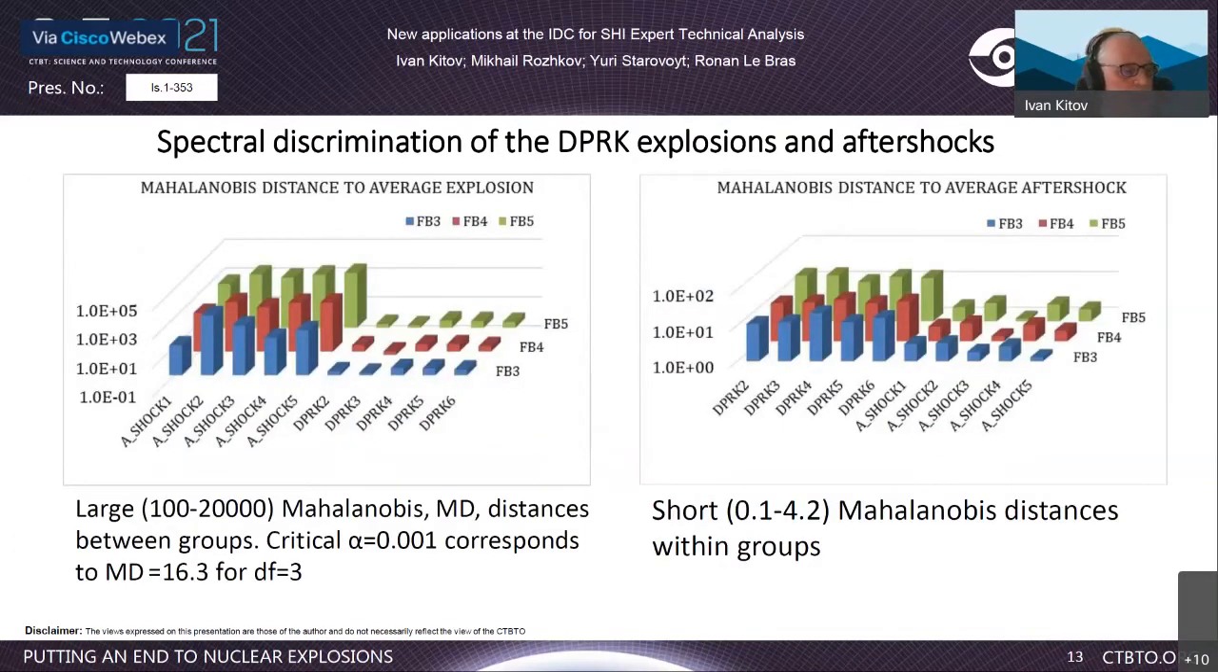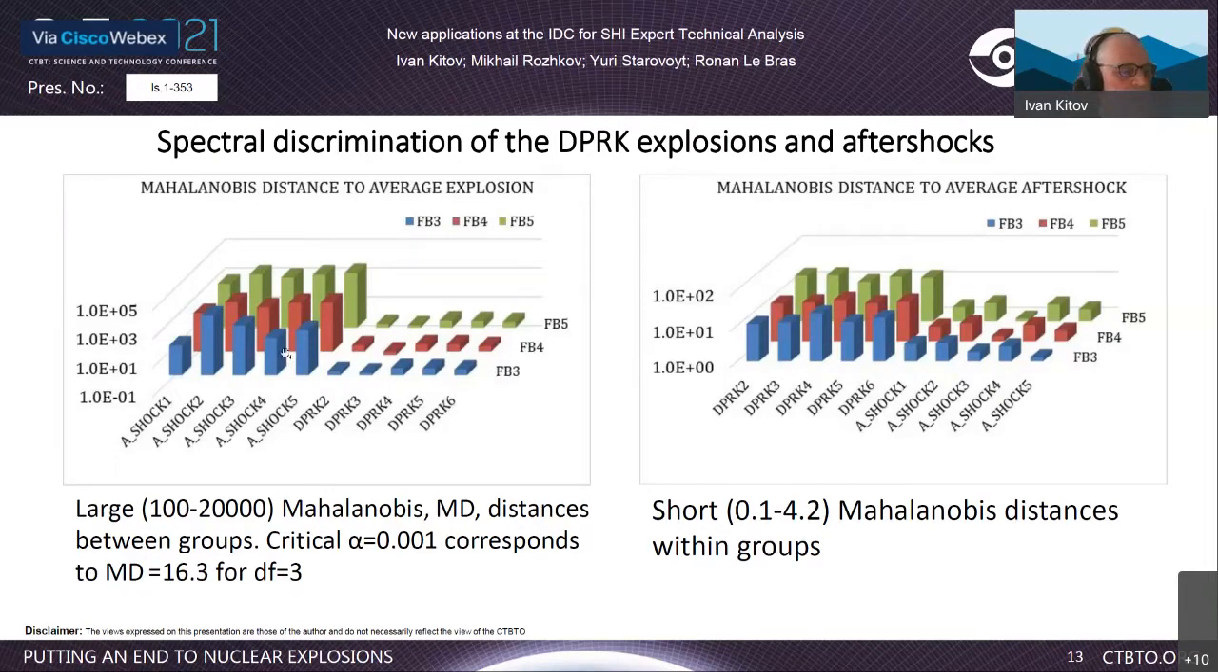Since Uttarakhand and KSRS are 2 IMS stations detecting all aftershocks, we merge the measurements using the Mahalanobis distance approach. In this slide, we present the distance of all explosions and aftershocks from the average explosion to the left and the average aftershock to the right. Notice the Mahalanobis distance has a logarithmic scale here.